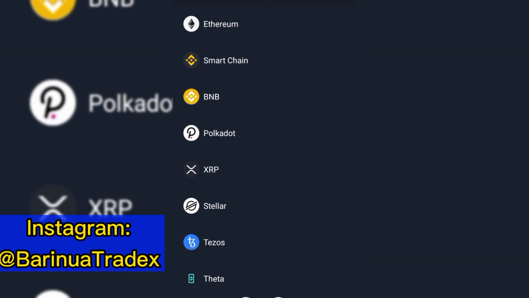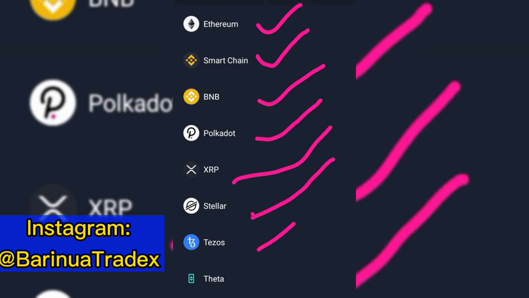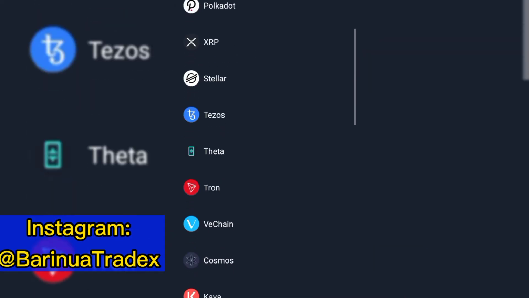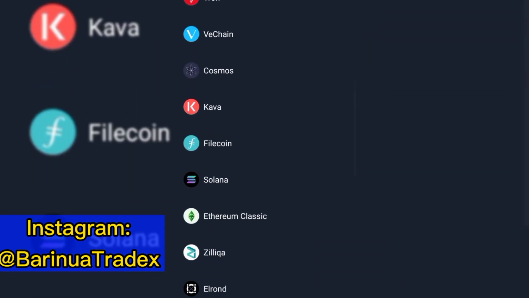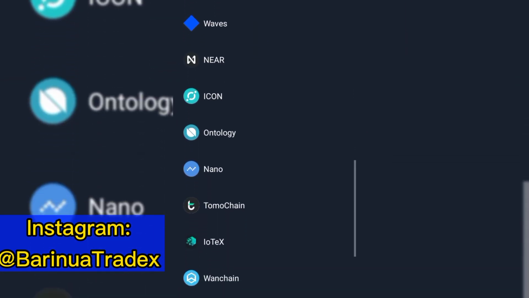So the rest that you don't want to miss out on: we have the Ethereum network, which you should know by now, the Smart Chain network, and BNB also operates on the Ethereum network. Then we have Polkadot, XRP, Stellar, Tezos, Tether, and all of these networks have their independent native cryptocurrency. Then we have the Tron network, VeChain, Cosmos, Kava, Filecoin, Solana, Ethereum Classic, Zilliqa, Aeron, and so many.